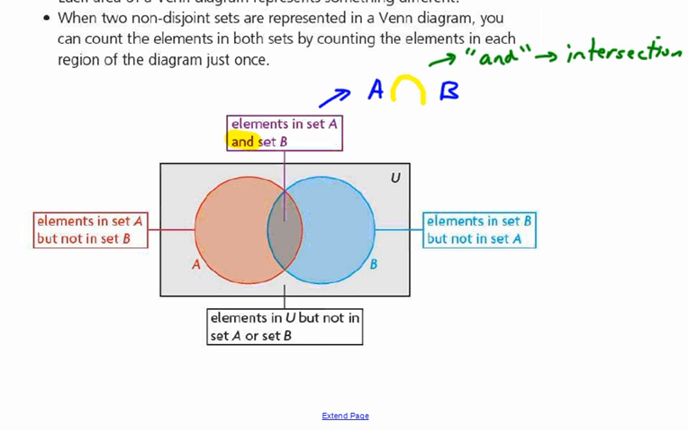When you see or, that would be the union, something called the union, and that would be everything together. All of A and all of B would be the union.